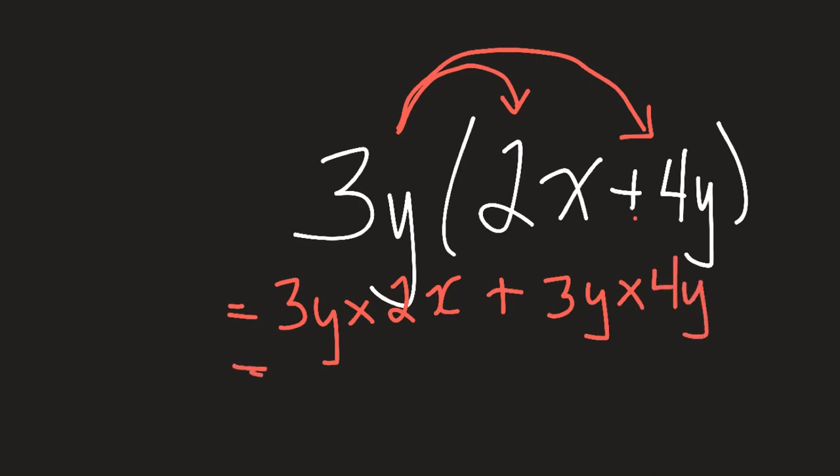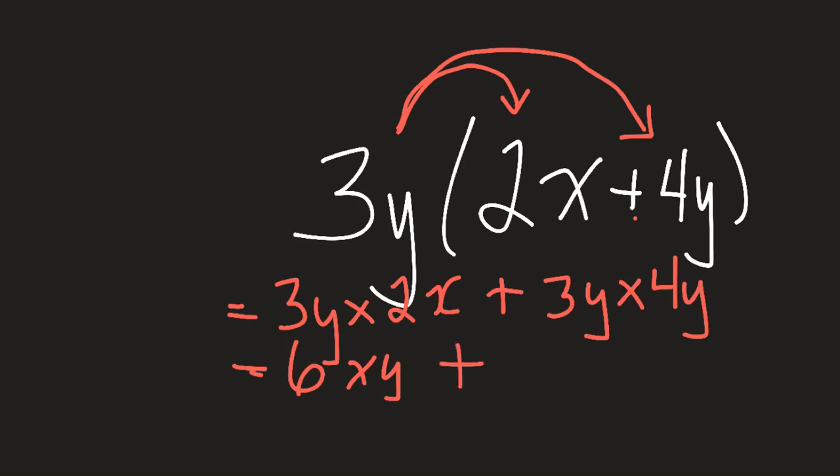Okay. So now I'm ready to do this. 3 times 2 makes 6. And then it's x times y, which becomes 6xy. I wrote them in alphabetical order. If you wrote it as 6yx, it's really not the end of the world and doesn't make a difference, but I do, as a good habit and good form, write them in alphabetical order.